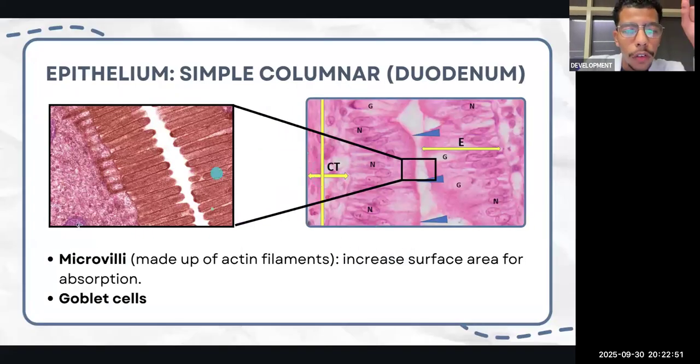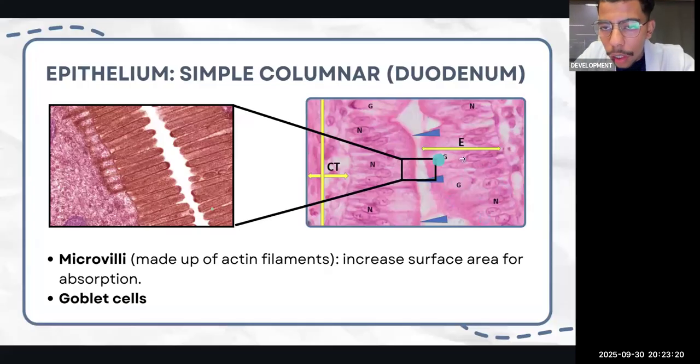Now, the microvilli, when you zoom in, this is what it looks like. Can you guys see these structures? These are like projections that are called microvilli. Now, in the slides, they said they're made up of actin filaments, so that might be important. They might ask you to identify this, and in the follow-up question, what is it made out of? And you can say actin filaments. Now, these increase the surface area for absorption.